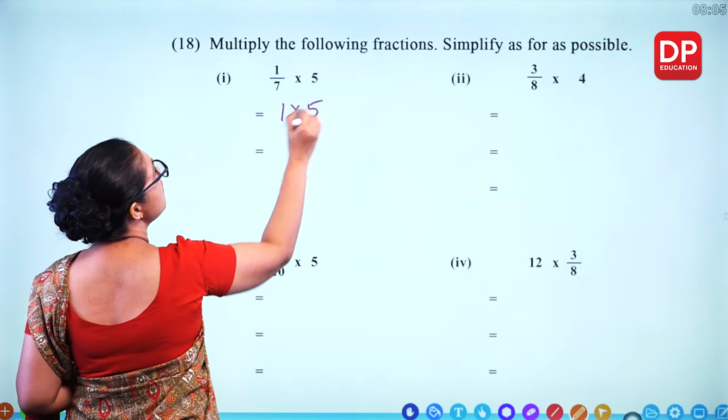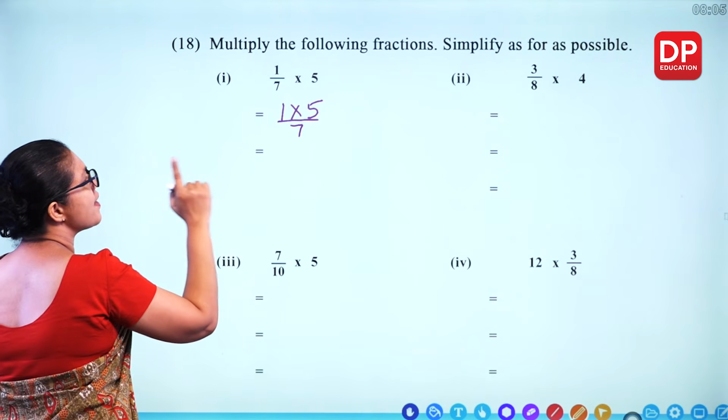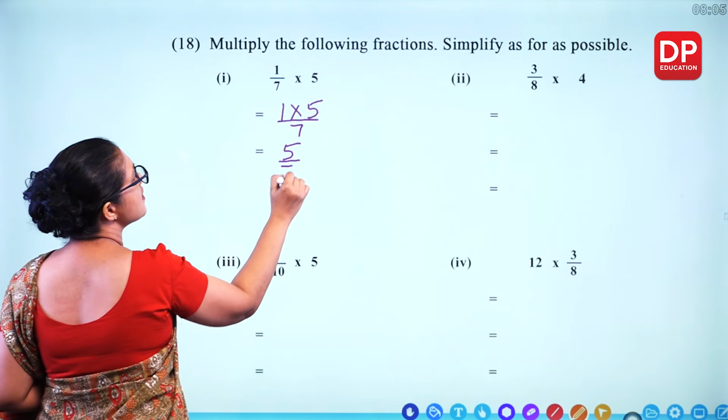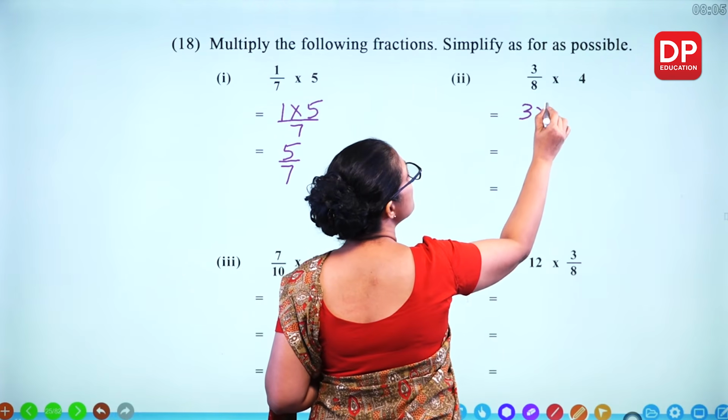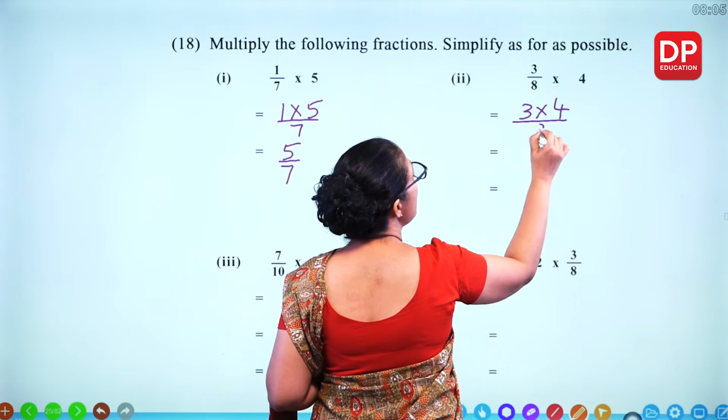1 times 5 divided by 7. Only the numerator: 5 over 7. You can't simplify further.